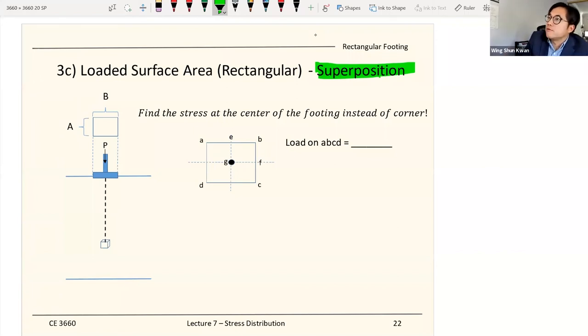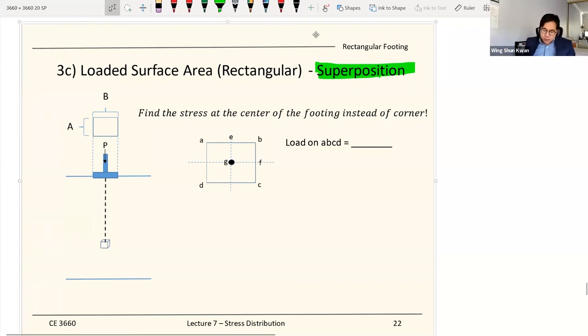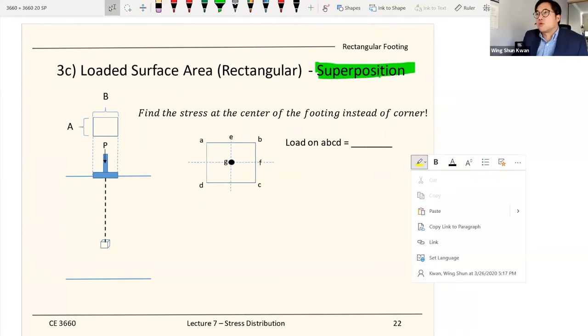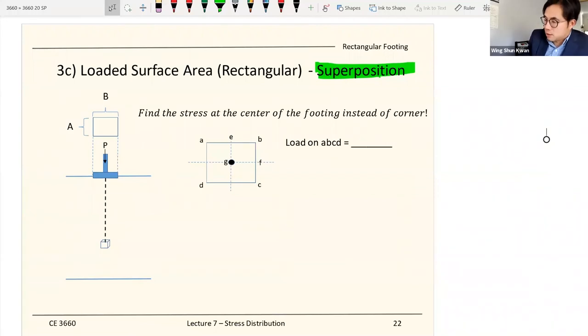So this superposition method helps us find the stress at the center through finding the stress from the corner. So when you have a foundation, what we can do is we divide this foundation into four parts. If we divide this foundation into four equal pieces, then we will be able to find the stress at the corner of the four pieces. So what we have done here is chop this foundation into four parts. So now we have four pieces with equal dimensions.